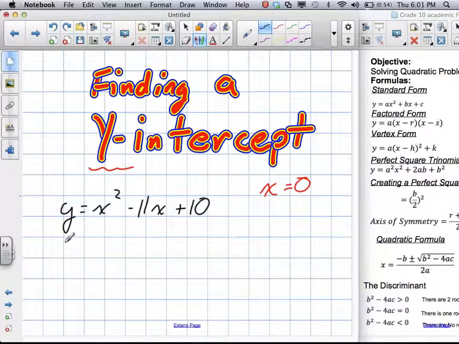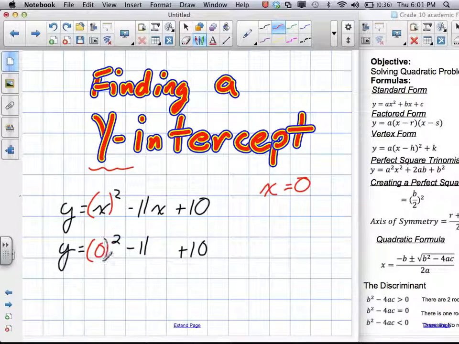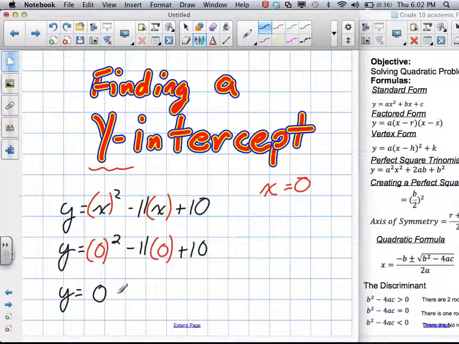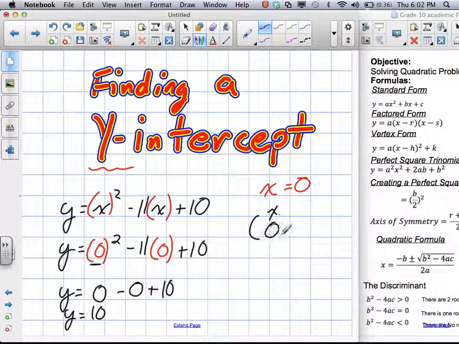So I go through this question now. y is equal to x squared minus 11x plus 10. What we're going to do is replace this x with 0 and this x with 0, then work it out here. y is equal to 0 squared, which is 0. Negative 11 times 0 is still 0, plus 10. So your y value when x is 0, that's what this means. y is equal to 10 when x is equal to 0. So when x is 0, y is positive 10.